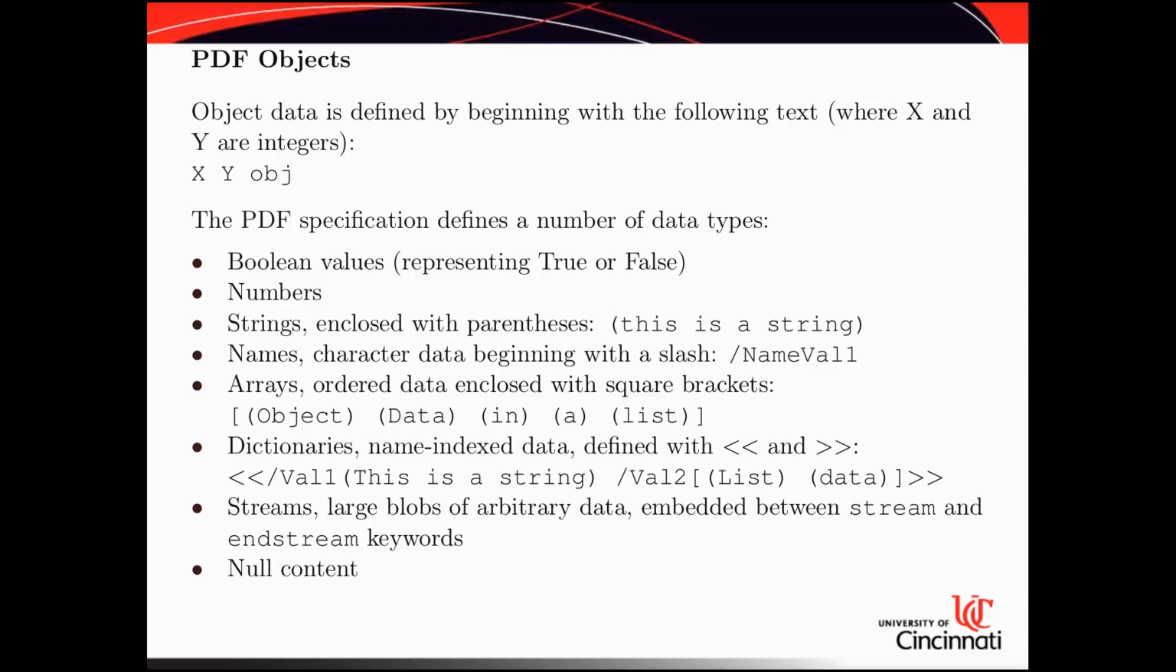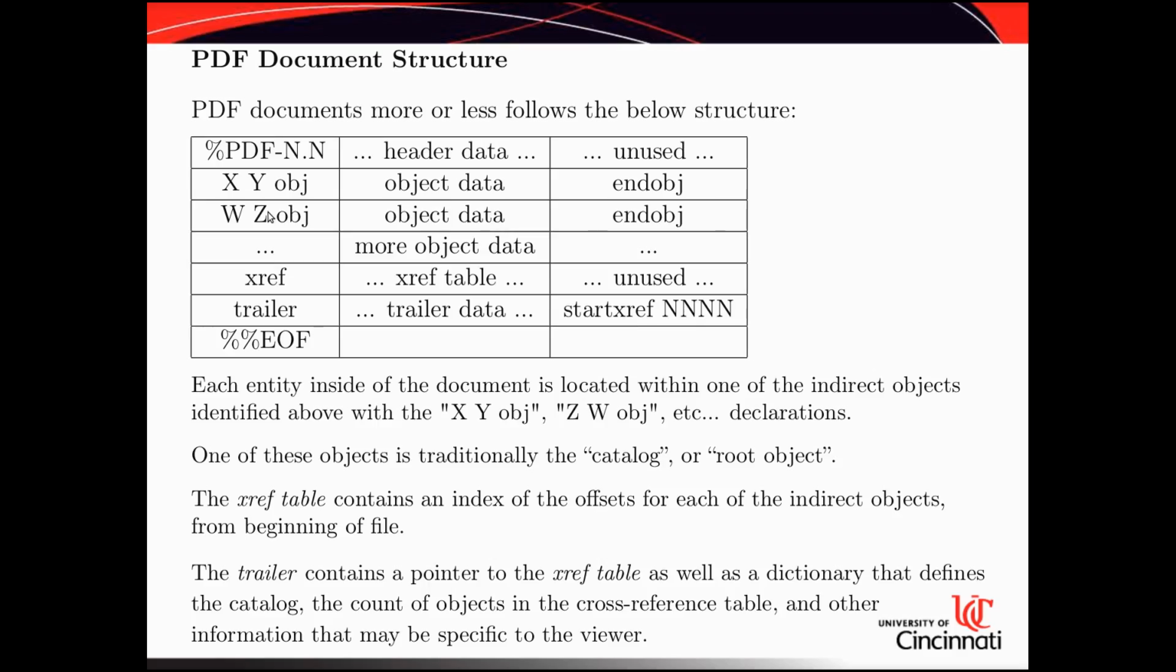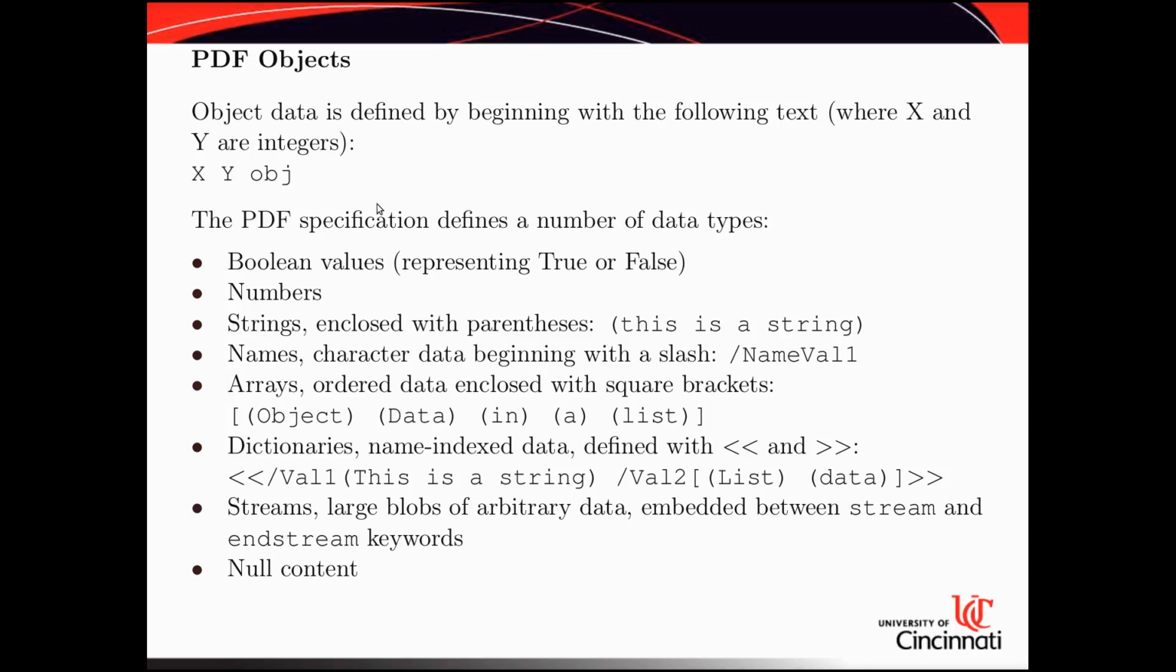So we'll talk about the PDF objects now. Object data I mentioned up here. Just jumping back, we're talking about things that fit into these two rows right here. Object data is basically any data beginning with the following text, where X and Y are integers. The PDF specification defines a number of data types. Again, PDF or PostScript, I'll just use PDF from now on. It has a number of data types that are actually defined in the standard for objects.